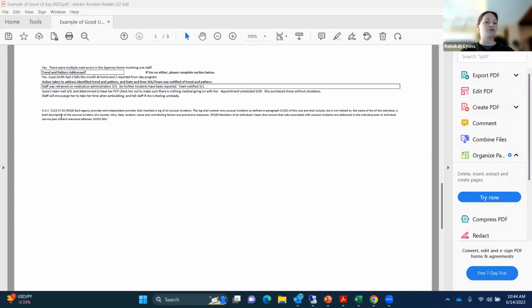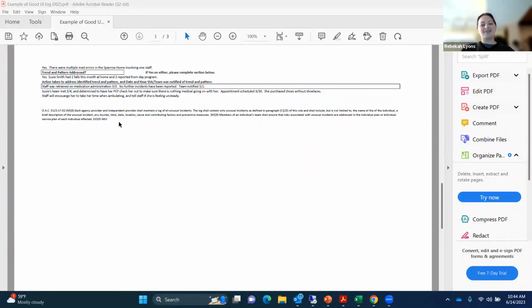That appointment was scheduled 3/30, so that's still in the future. We want to hold on to that and make sure it happened. She purchased shoes without shoelaces to prevent some of those falls. And staff will encourage her to take her time when ambulating and advise her to tell staff if she feels unsteady.